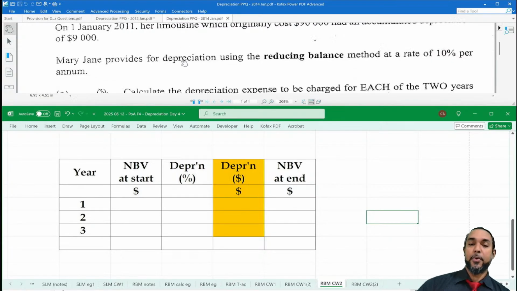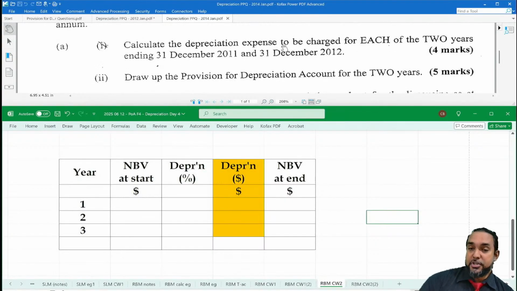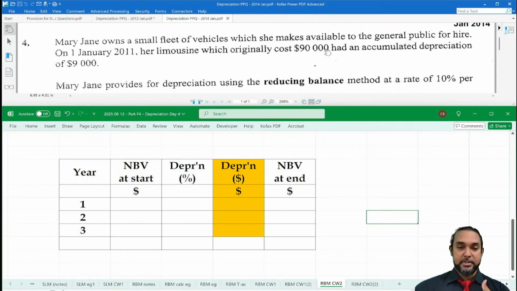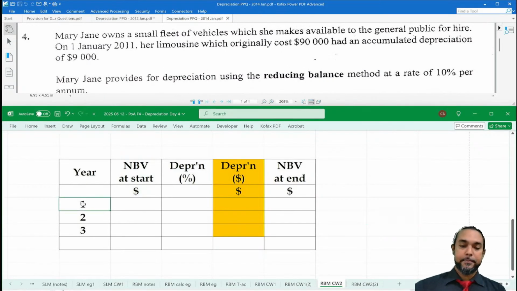What they want us to do, the first thing, is the depreciation expense for 2011 and 2012. So the current year and the following year, right? So 2011, 1 second.